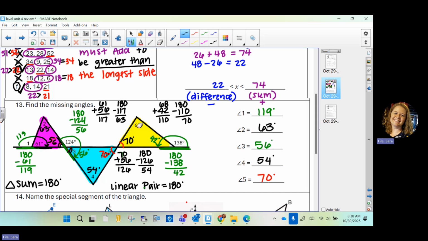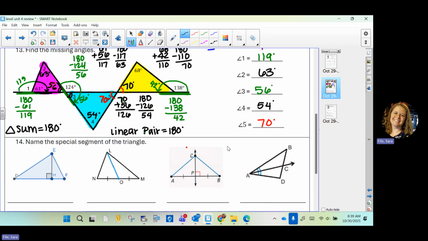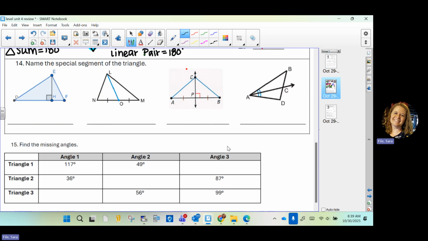So if you know that, you could just do 138 minus 68 and get 70 without having to find this 42 first. So you can do it how I showed you, but if you realize the exterior angle is always the sum of the opposite two interior, it could save you a little time. If you don't remember that during this, that's okay. You can do it how we did it. Yeah. All right, last couple on this page.